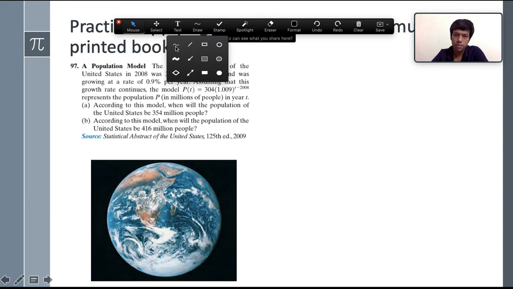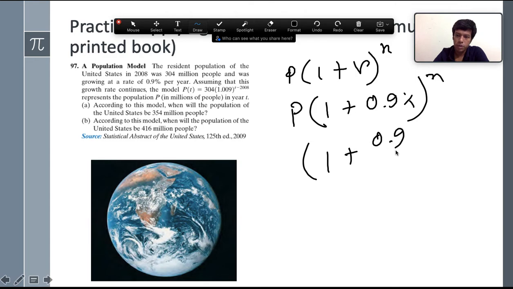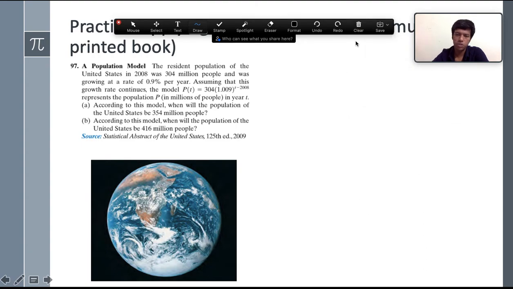Let me show you how they get this formula. The rule is P × (1 + r)^n. So P, then 1 plus r, where r is 0.9%, and n is the number of years. I'm just showing how it came. So 1 plus 0.9 divided by 100, to the power n. If you calculate it, you will get this part. This is how they make this kind of questions and formulas.